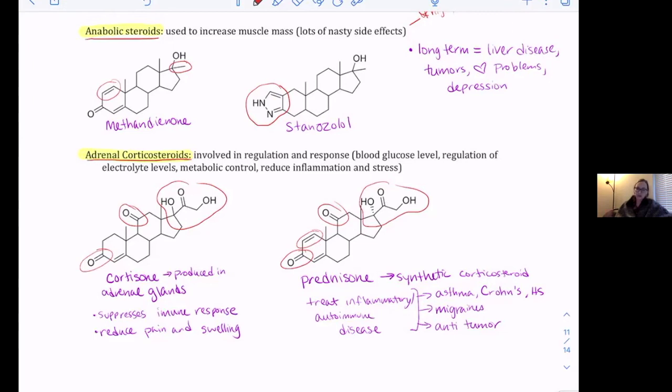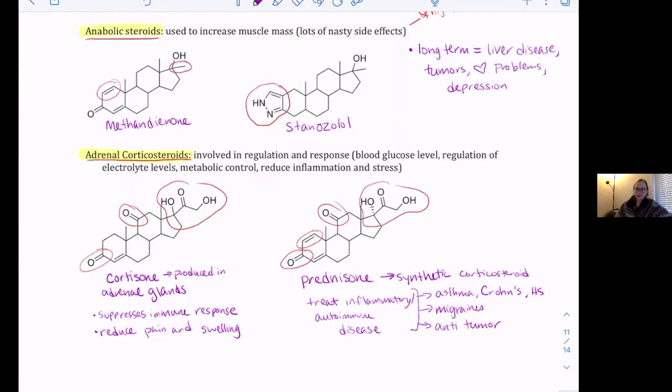That's where we have adrenaline produced as well, which is also a steroid. It suppresses immune responses, so it tells your body not to freak out, and it reduces pain and swelling throughout your body.